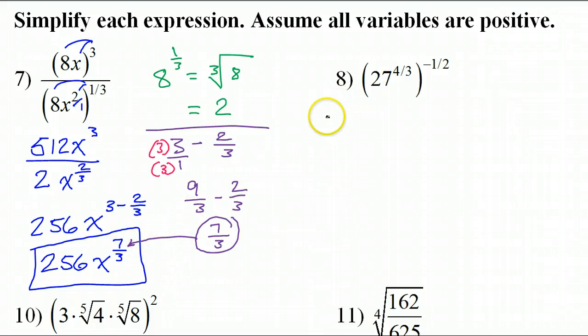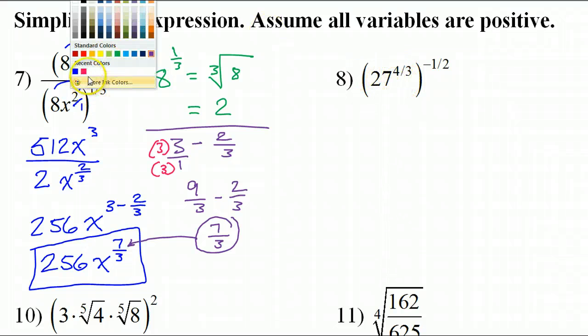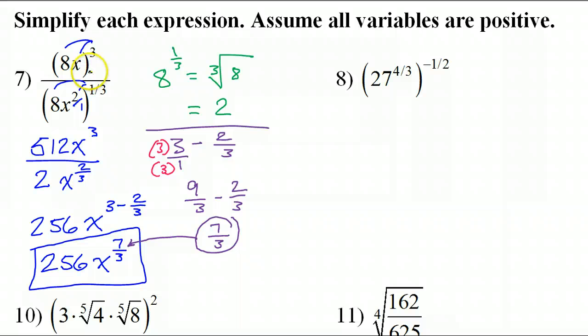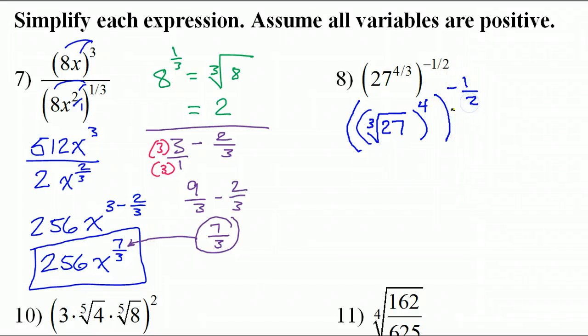All right, how about number 8? All right, let's see if we can evaluate the inside part first before we get too carried away. So converting to radical form inside of here. So this 3, the denominator is the root. So I've got the cube root of 27, and then that's going to be to the 4th power. Okay, and all of this is raised to the negative 1/2 power. Like on this entire thing, I've got negative 1/2 power on it all.